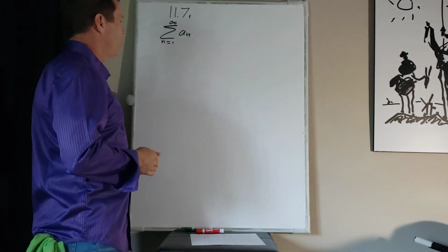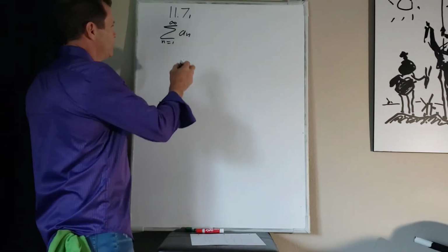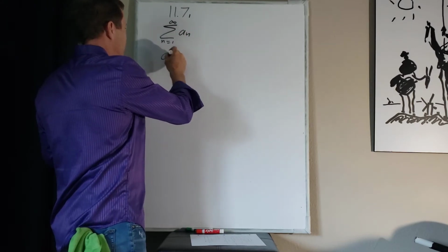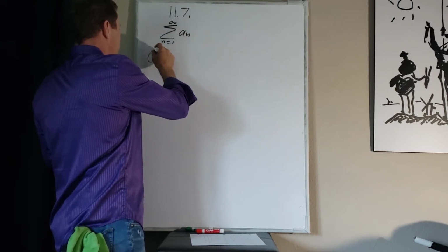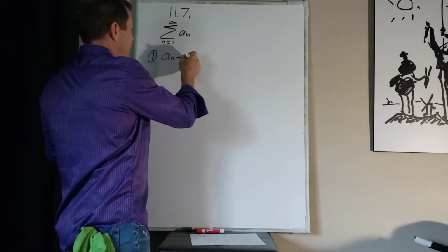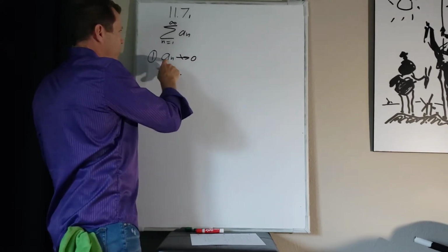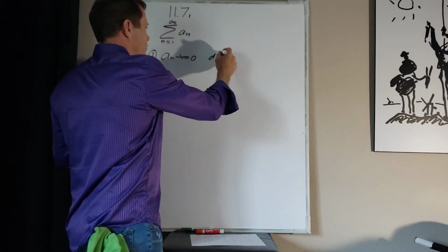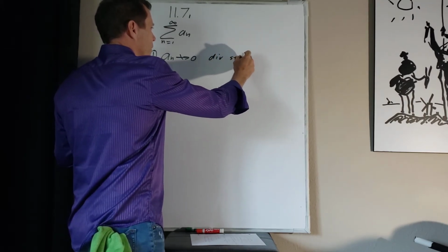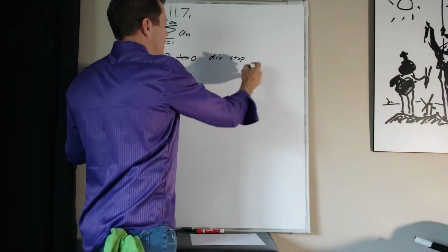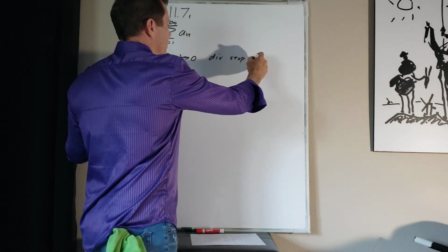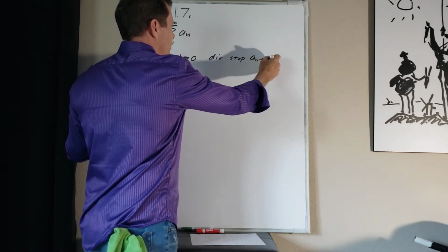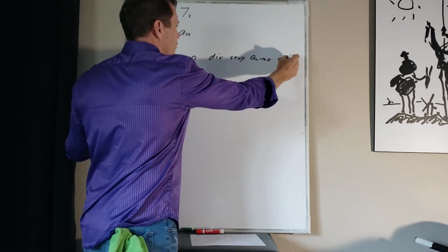The first thing I will do, I look at the series, I pull out the AN's, I check AN. So the first thing I'm going to do, check AN. And if AN does not go to zero, if the sequence part of the series doesn't go to zero, it diverges and you stop. If the AN's go to zero, you continue.